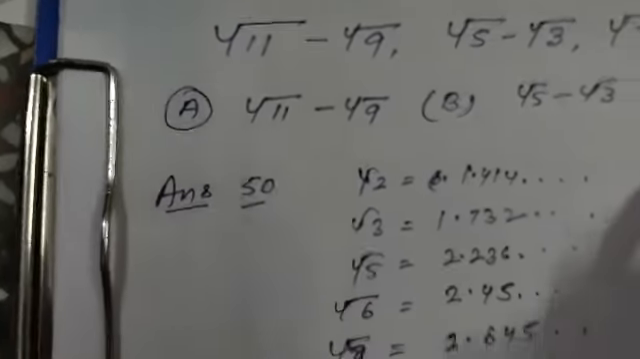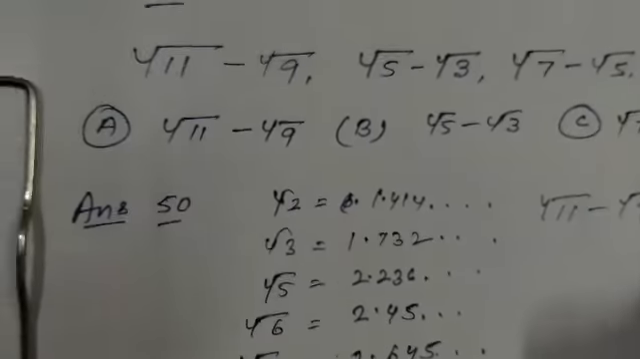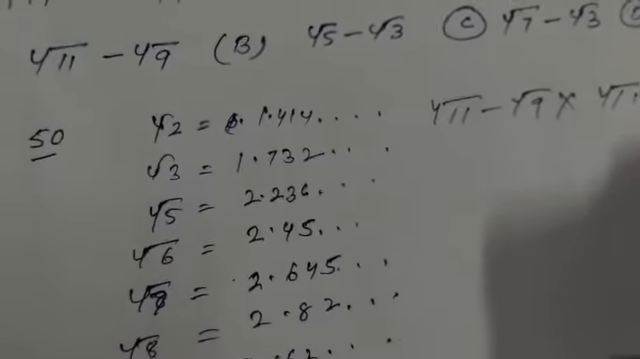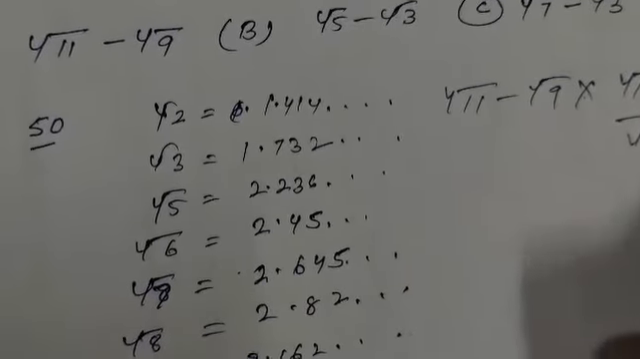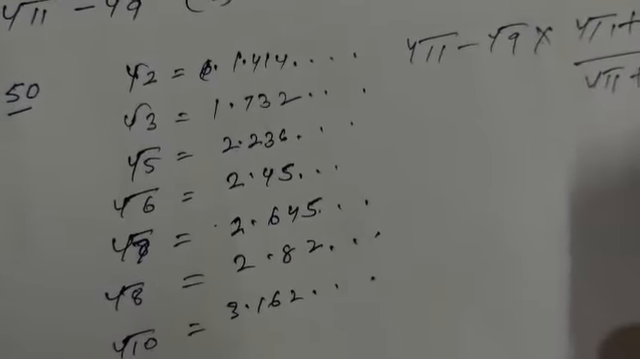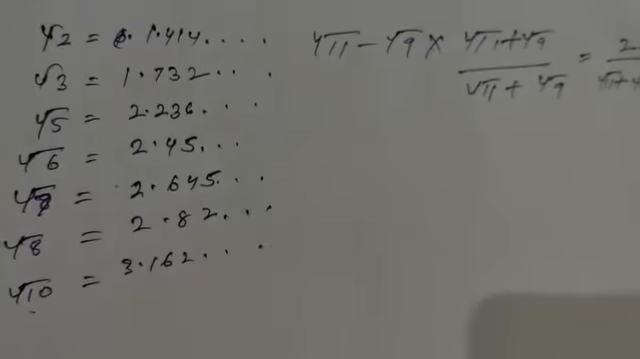Let us start from root 11 minus root 9. If we multiply it with the conjugate, root 11 plus root 9 divided by root 11 plus root 9. Clear? The value is 2 upon root 11 plus root 9.